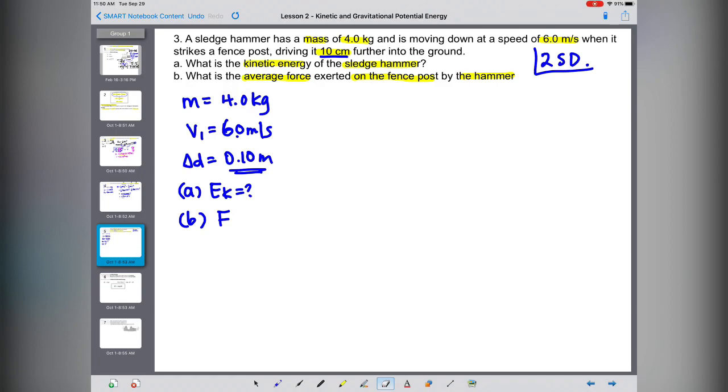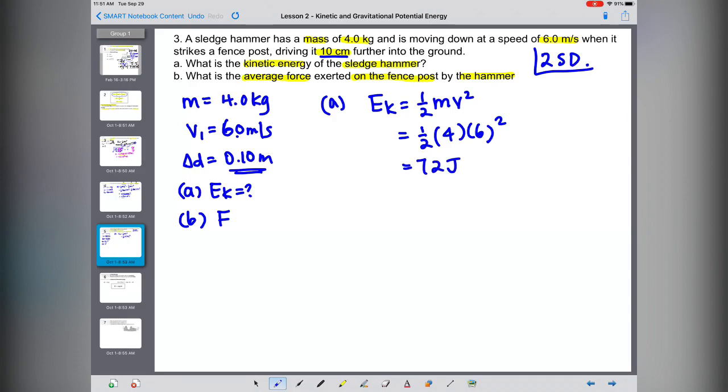So first one, EK. The equation for EK is 1/2 mv squared. So 1/2 mv squared. So 72 joules.